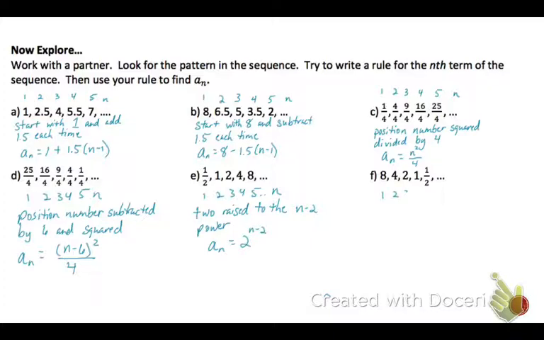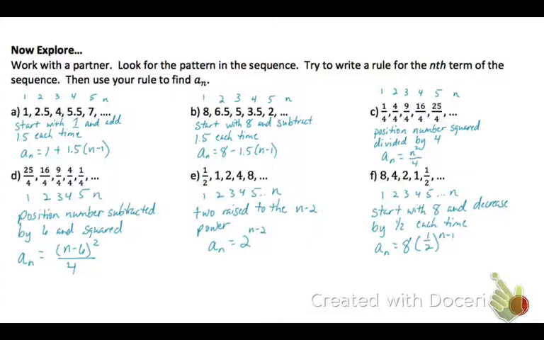All right, now look at F. Let's put those position numbers, 1, 2, 3, 4, and 5. And again, think about it in terms of the position numbers. We can see that each time from one term to the next, we are decreasing by a half. But how can we do that in terms of the position number? So if we start with 8, and then we decrease by a half each time. So as a rule, we could write that as a sub n equals 8 times a half, and then to the n minus 1.